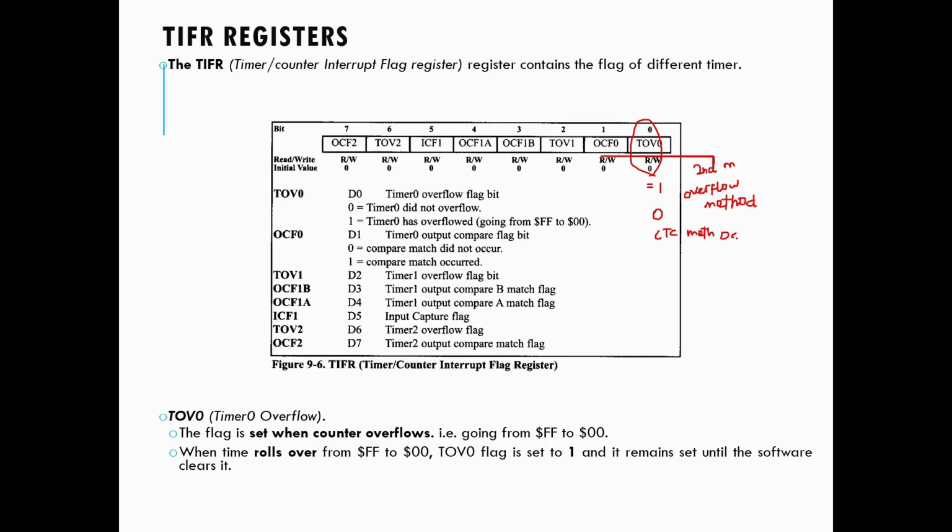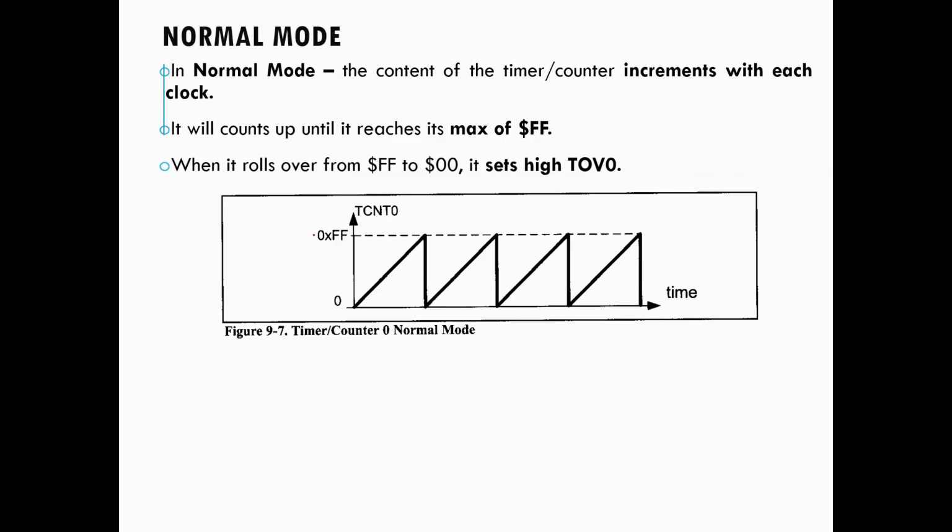For timer 0 and timer 2, there are only 2 bits. However, for timer 1 you can see there are 4, because timer 1 is 16 bit, which has low and high, referring to A and B. That's why it is different. Next, this is the normal mode, or overflow mode.